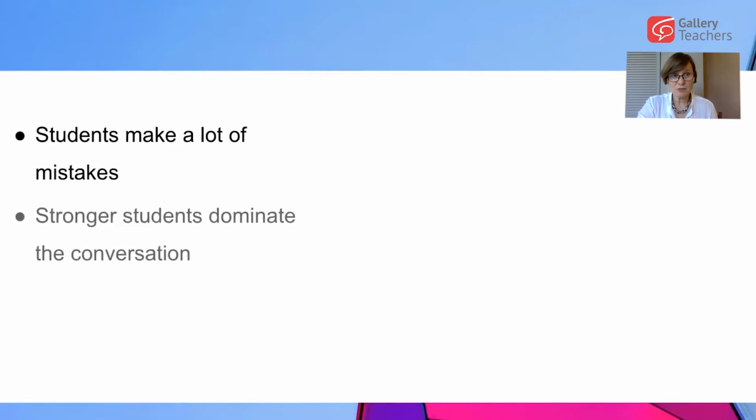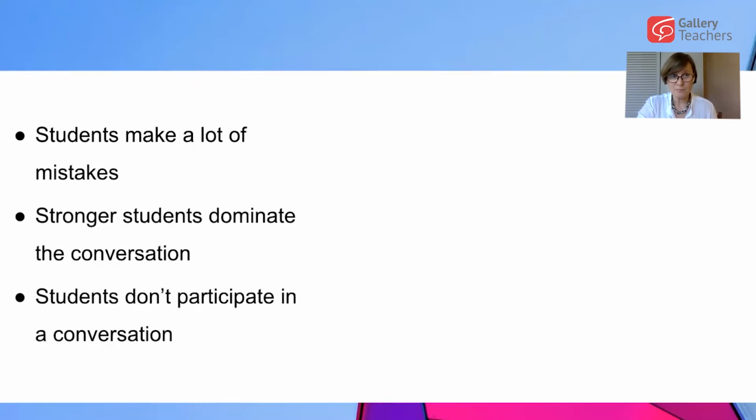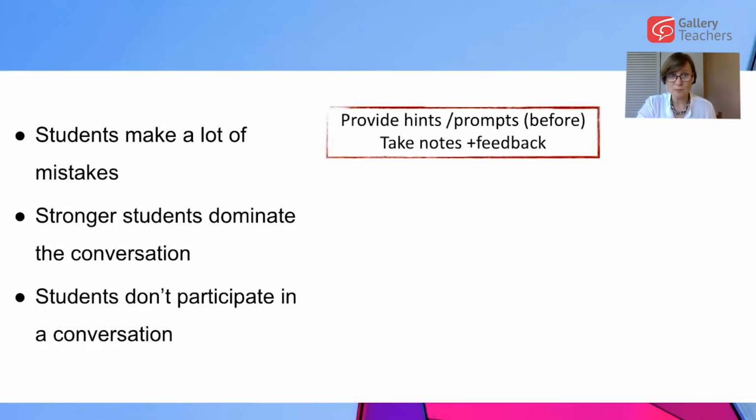If they make a lot of mistakes, let's have a look what we can do. Of course, we provide hints, we provide prompts before we start speaking, before we set up the speaking activity. During the speaking activity, while they're talking to each other, we take notes, and then at the feedback stage, we can work with this language so that the students feel confident, and it will help to encourage peer or self-correction.